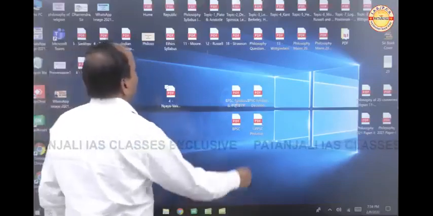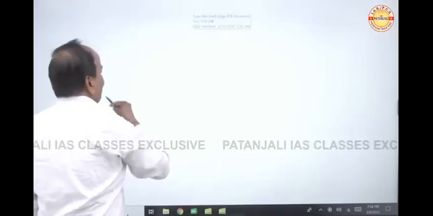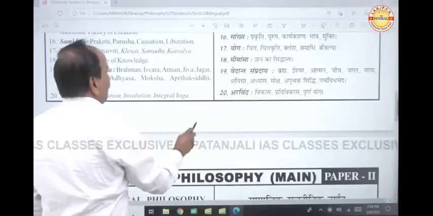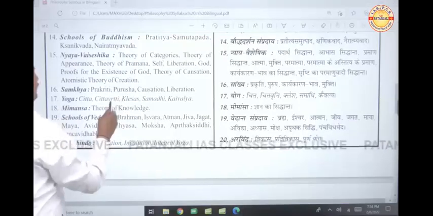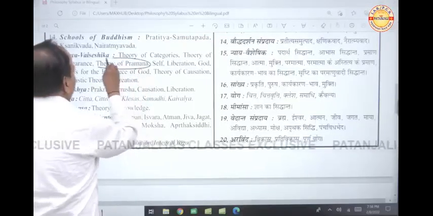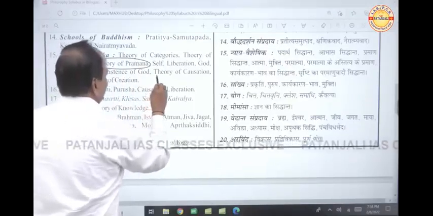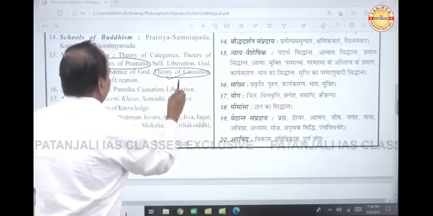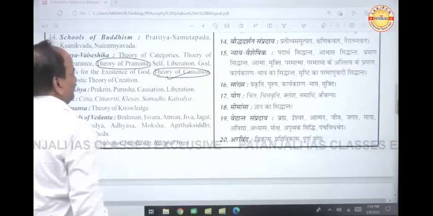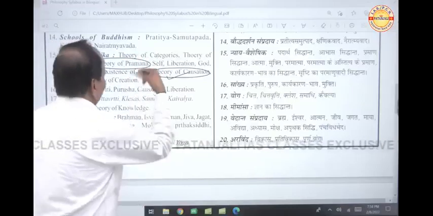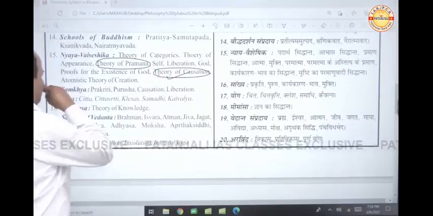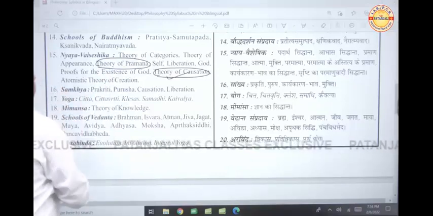Now, see the syllabus. Now, we are going to discuss this particular part, the theory of Pramana. We have already discussed the theory of causation. This one is completed. Now we are going to discuss the theory of Pramana. And after that, since categories are related to Vaisheshika philosophy, I will discuss the theory of categories and atomistic theory of creation. So first of all, I am going to explain the theory of Pramana. Note down theory of Pramana.